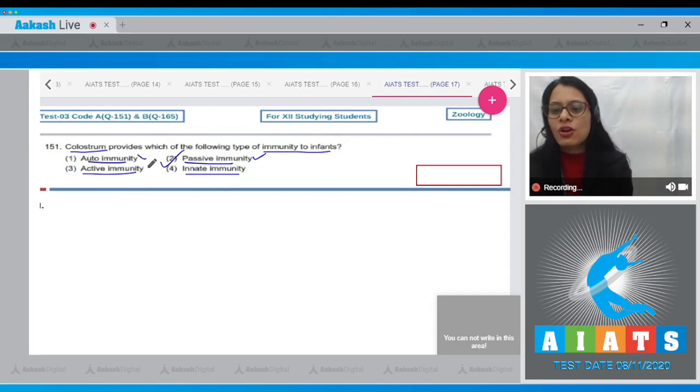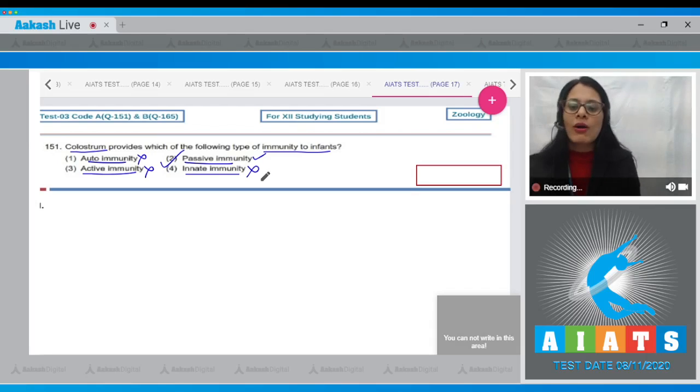The very first option is autoimmunity, and this is incorrect because in autoimmunity antibodies attack the body's own cells. The next option is active immunity, and this is incorrect because immunity which develops in the body against a particular antigen is called active immunity. And the last option, innate immunity, is also incorrect because immunity that is present at the time of birth is called innate immunity. So the correct answer to this question is option number 2. Let's proceed to the next question.